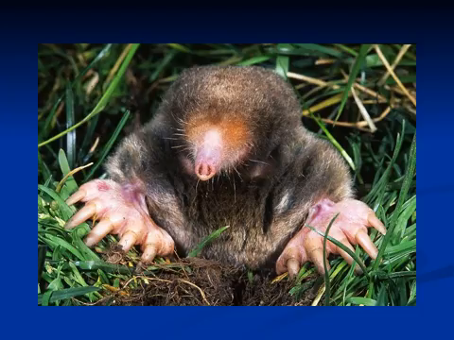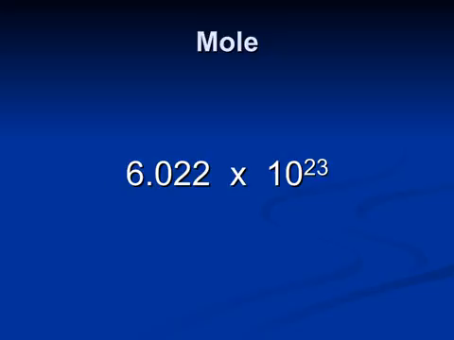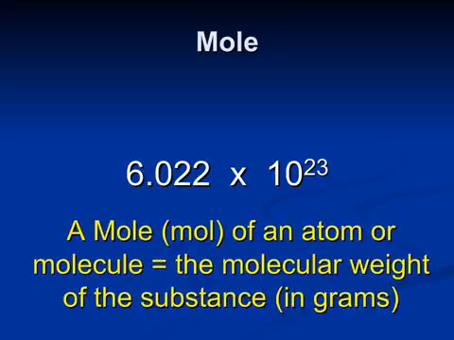No, not those kind of moles. This kind of mole. 6.022 times 10 to the 23rd. That number is a mole. That is a really big number, right? Why is this number special? A mole is just a unit of measurement. It is 6.022 times 10 to the 23rd bits of anything. But here's the neat part. If you weigh out the atomic mass of an atom or molecular mass of a molecule in grams, you will have 1 mole of that substance.